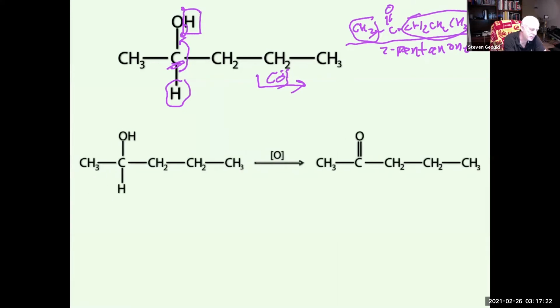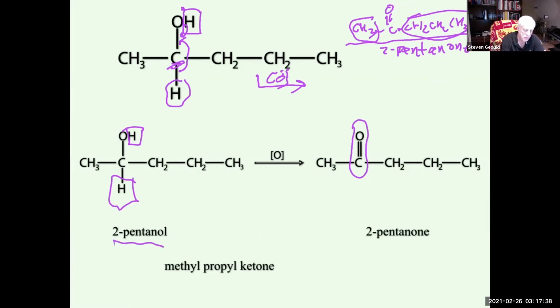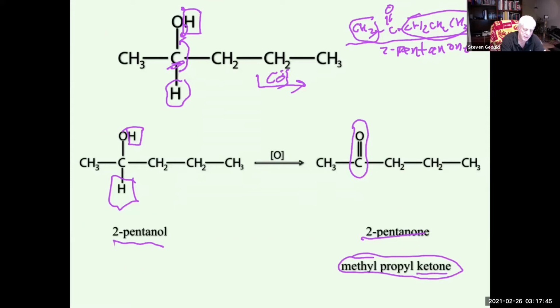Okay, so here's the hydrogen you took away. Remember, we find the OH, you take the hydrogen, and the hydrogen has to come from the same carbon that has the OH group. And it forms the carbonyl group, carbon double bond oxygen right there. This is 2-pentanol, that's the alcohol. And this one is 2-pentanone, O-N-E ending, or methyl propyl ketone. It says you have a ketone, and on one side is a methyl group, another side is a propyl group. Here's your methyl group, there's your propyl group. Methyl means 1, propyl means 3 carbons.